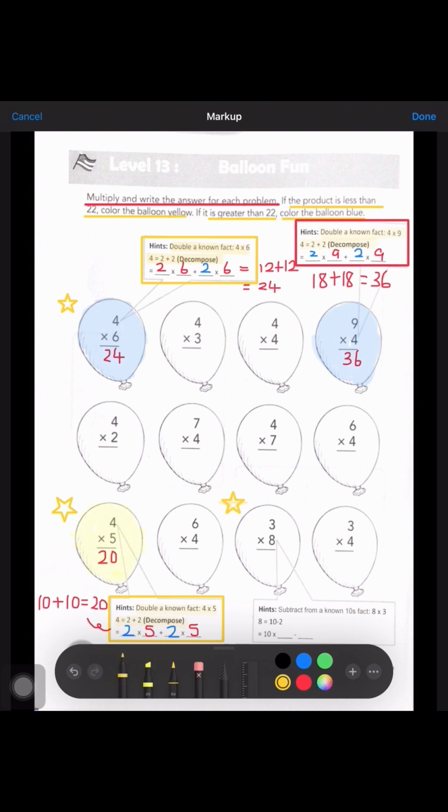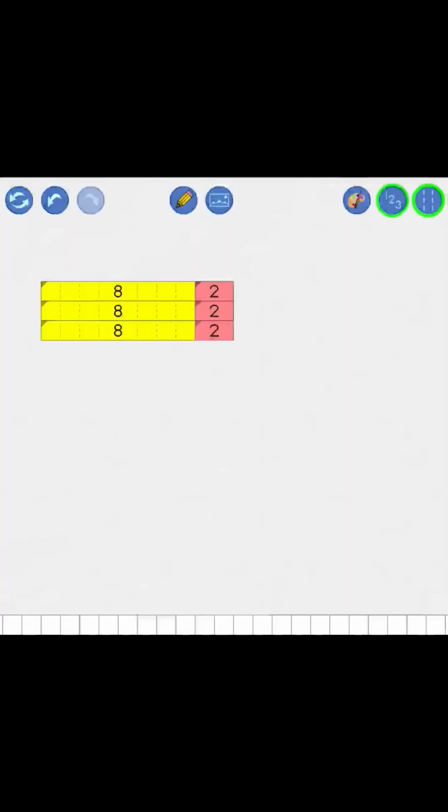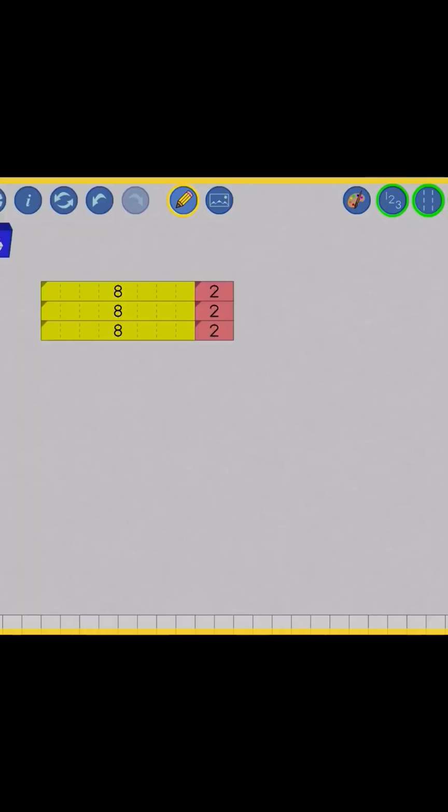Okay, next one, we are going to find 3 times 8. So this time we're going to subtract from a known tens fact to find 8 times 3, because 8 equals 10 minus 2. So first of all, we take 3 tens and we decompose 10 into 8 and 2. So now there are 3 8s and also 3 2s.